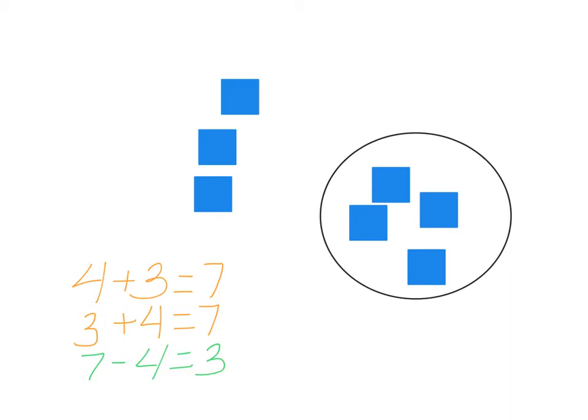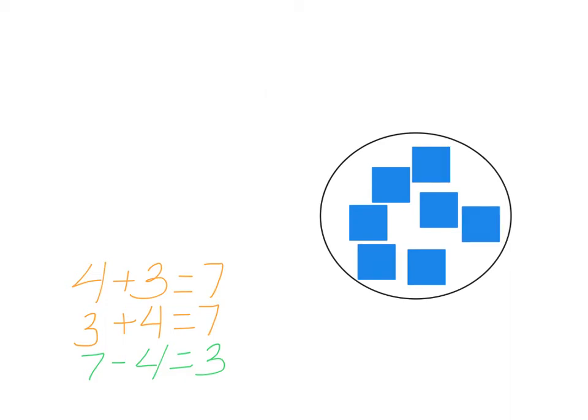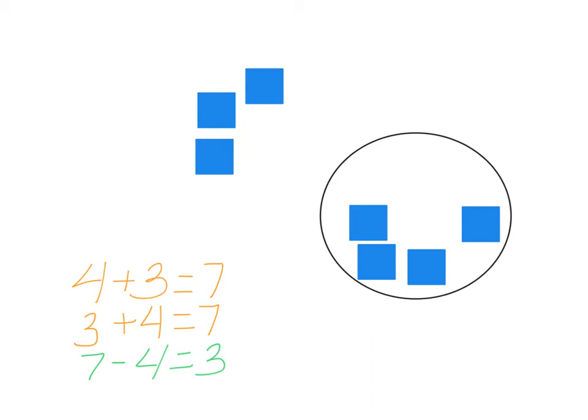Now let's consider this. What if 7 tiles were inside of the circle and then Gina moved 3 of the tiles outside of the circle? What subtraction facts could be written for Gina's model? Well, looking at this, she started with 7 inside of the circle minus the 3 that she moved outside of the circle, and that's going to leave 4 still remaining inside of the circle. This would be the subtraction fact.